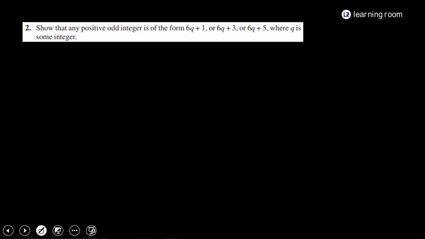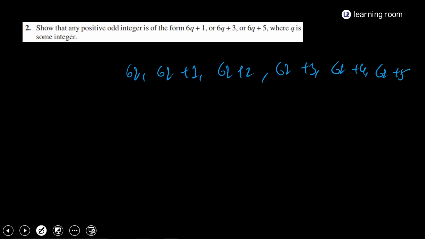Can you try this one? I think we have already done this. So what are the possible forms? All possible forms: 6q plus 1, 6q plus 2, 6q plus 3, 6q plus 4, 6q plus 5. So what are odd here? 6q plus 1, 6q plus 3, 6q plus 5.